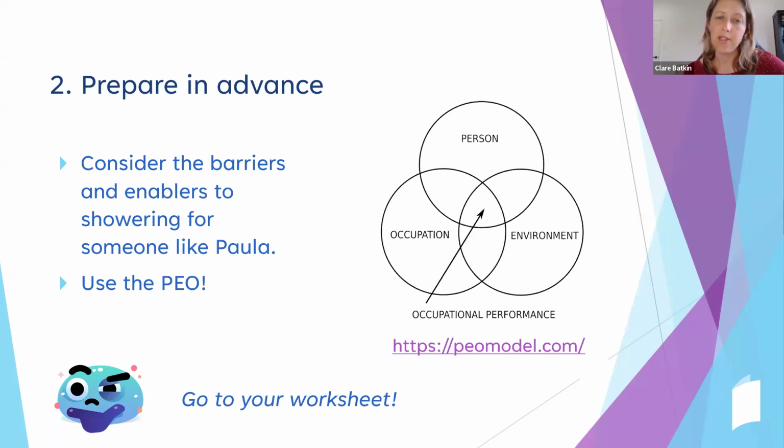What are some of the things that your supervisor is going to be looking for that will help us decide what intervention is going to work?